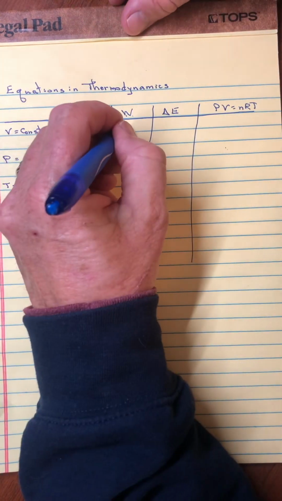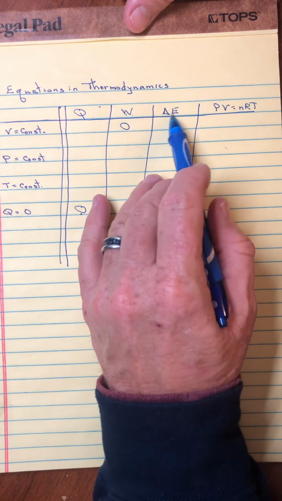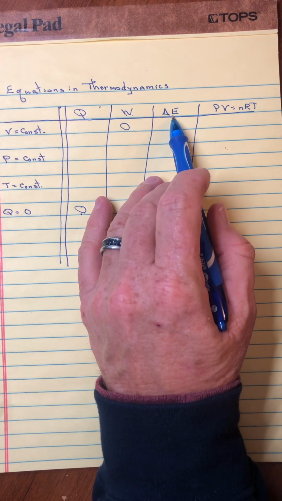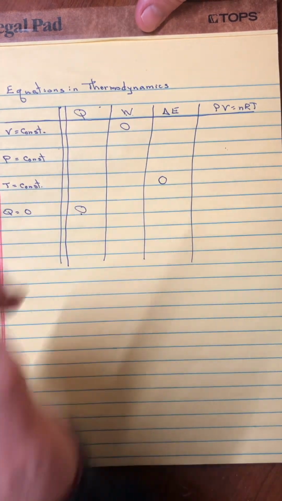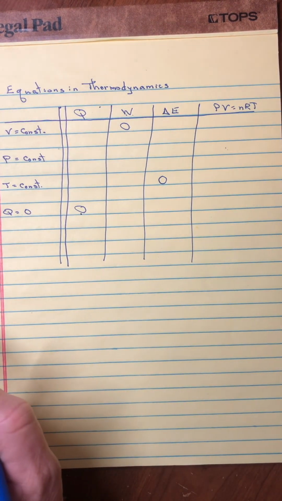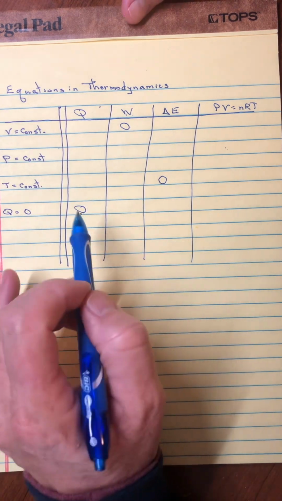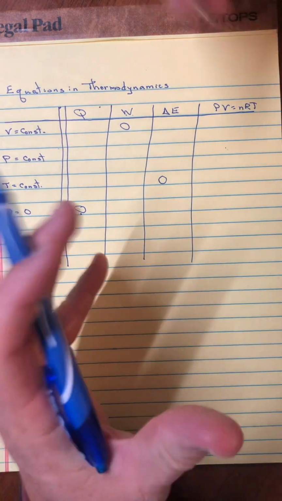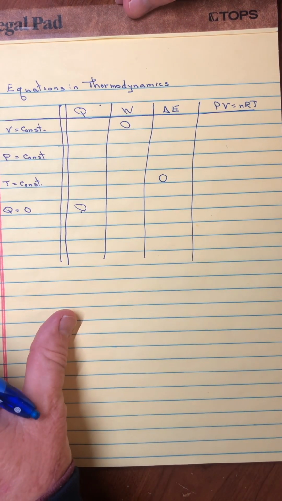And of course, 0 for Q in the adiabatic process. Since work has to do with a force times a distance, the equation for work in the isovolumetric case would be 0. And since the internal energy is related to the kinetic energy, and kinetic energy is related to temperature, constant temperature would mean no change in internal energy. And so these are the equations you would use for each of these cases.